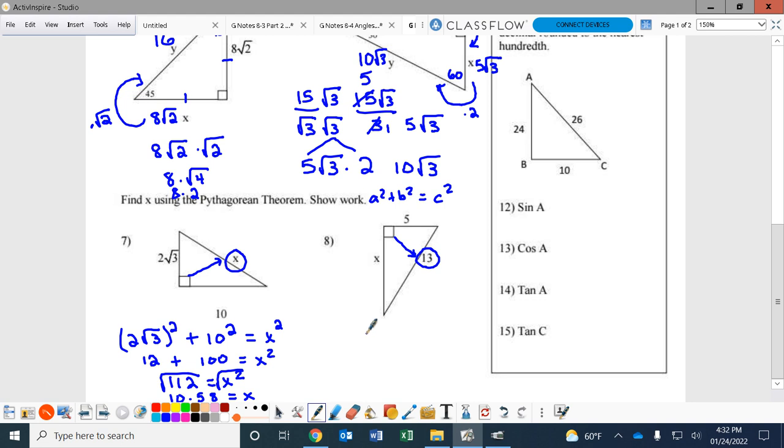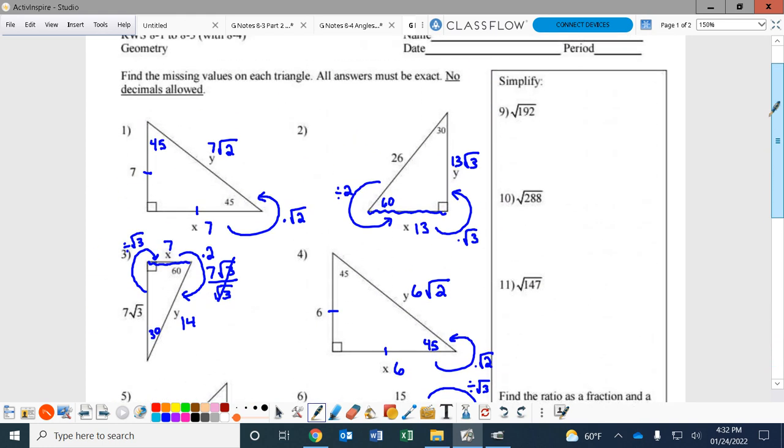Okay, for this next one, we're going to have x squared plus 5 squared equals 13 squared. That's going to be x squared plus 25 equals 169, minus 25, minus 25. X squared is going to equal 144. And when we take the square root of both sides, it means that x is going to equal 12. Okay, so that's our Pythagorean theorem down here. Let's go back up here.